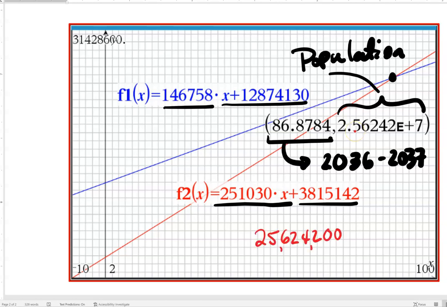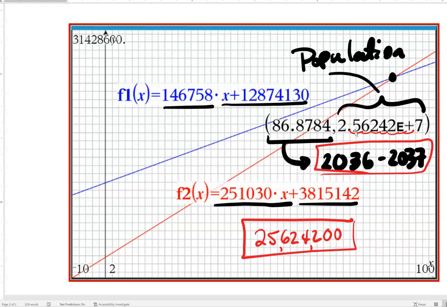And to transfer it out of scientific form, we just need to move this decimal 7 places to the right. That's what this indication is telling us. So if I move that 7 places to the right, I would end up with an answer that looks like this. And apparently we would say in the year around 2036 or 2037, the populations will be equal, and the population will be around 25 million people.